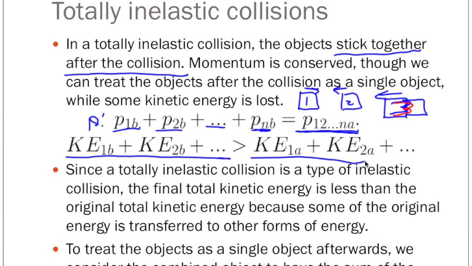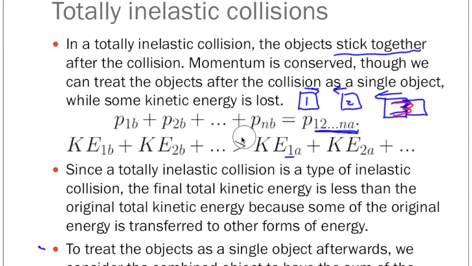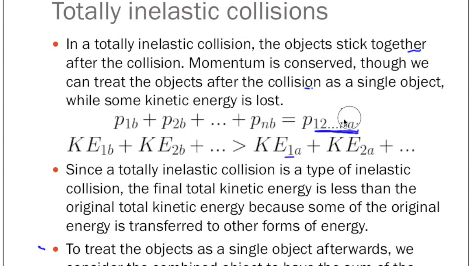So what we want to do, as we said, is treat the objects as a single object after the collision. We want to consider the combined object to have the sum of the original objects' masses and the velocity that they both will have, because they'll have the same velocity since they're stuck together. So we just sum it up. If we had 5 objects that all somehow managed to collide and stick together, we would sum up all the masses of all 5 objects and use that as our mass afterwards, times whatever velocity it has afterwards. So let's try some applications, see if we can use this to figure out what type of collision we have.